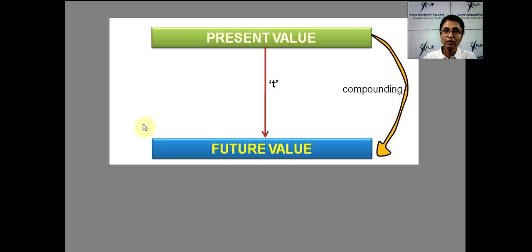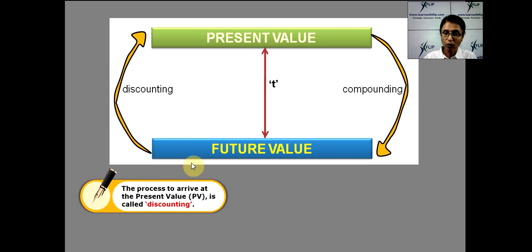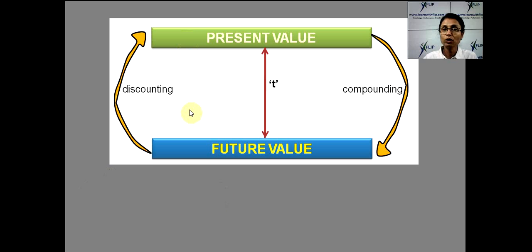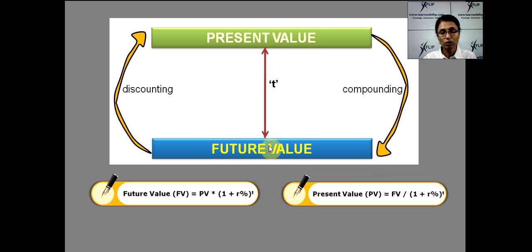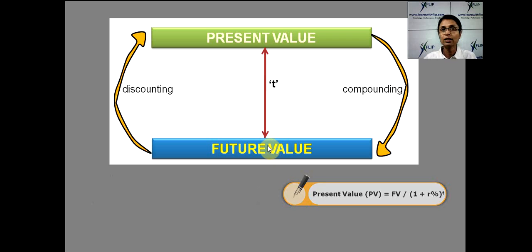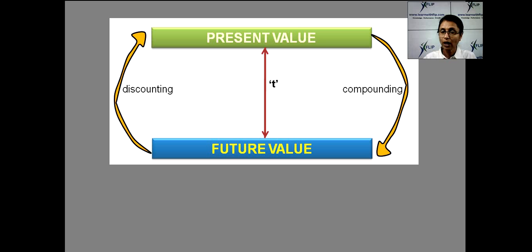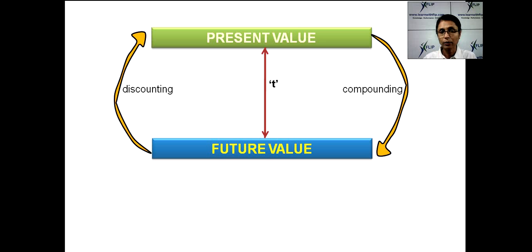in order to arrive at the present value, that is today's value, by the same time period t, the process is called discounting, because we strip the future value of its earnings, or we discount it to arrive at the present value. Now we know the formula for future value, which is PV, present value, into 1 plus r raised to t. Similarly, for present value, you just divide the future value by that factor, 1 plus r raised to t. The same rules, that is r and t must be in the same units, that rule holds. Let's look at an example to illustrate this.